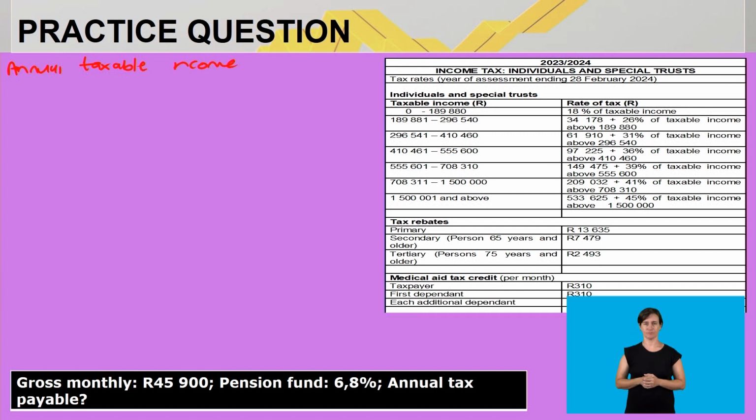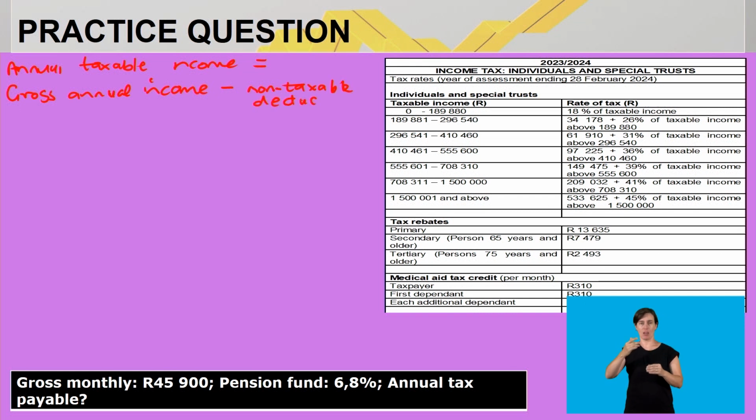Right, what should I do? It equals our gross annual income minus our non-taxable deductions. Non-taxable deductions, what is that again? That is our pension fund.